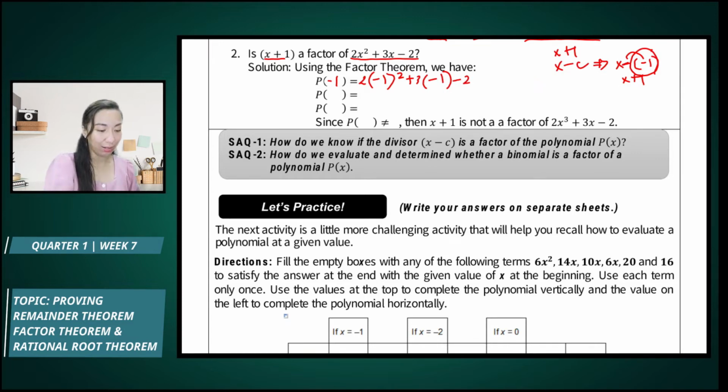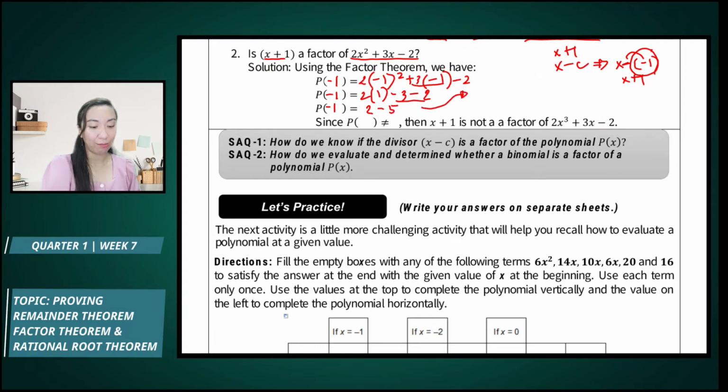Then p of negative 1 is equal to 2 times, negative 1 squared is equal to positive 1, since negative 1 times negative 1 is positive 1. Then, positive 3 times negative 1 is negative 3, minus 2. Simplify further. So, p of negative 1 is equal to 2 times 1, which is 2. Negative 3 minus 2 is negative 5.